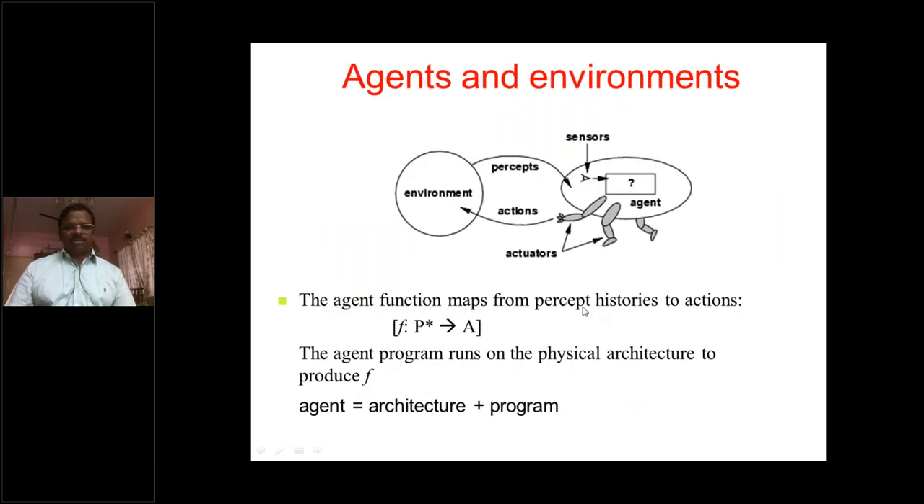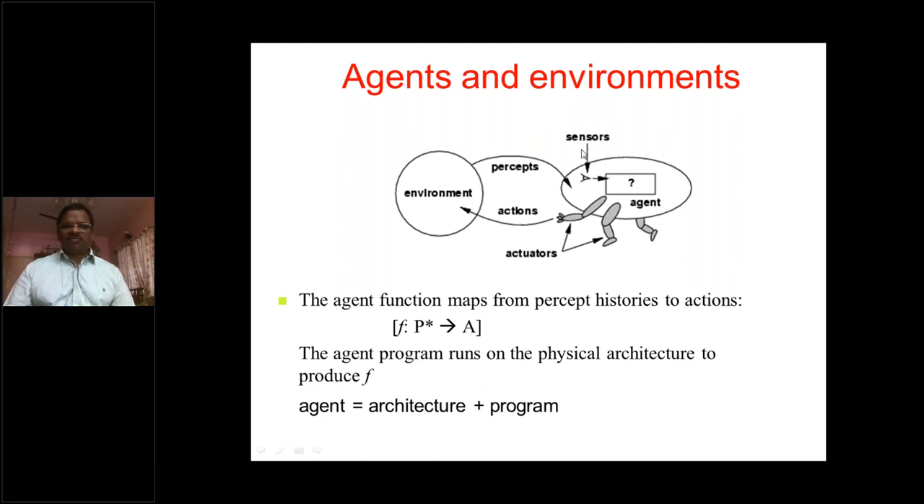Agents and environments: we can simply define an agent by means of a function. Here, a function f is defined from P to A, where P is a percept and A is an action. An agent must have its own architecture plus program. Therefore, an agent program runs on the physical architecture to produce the function f.